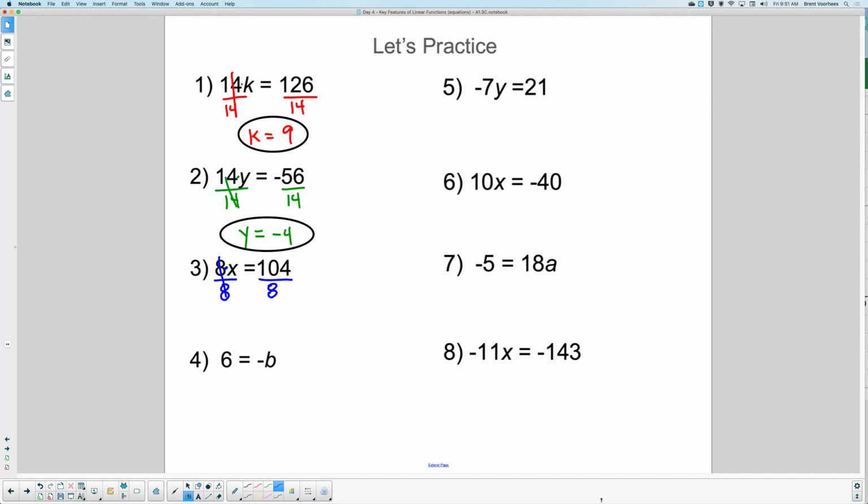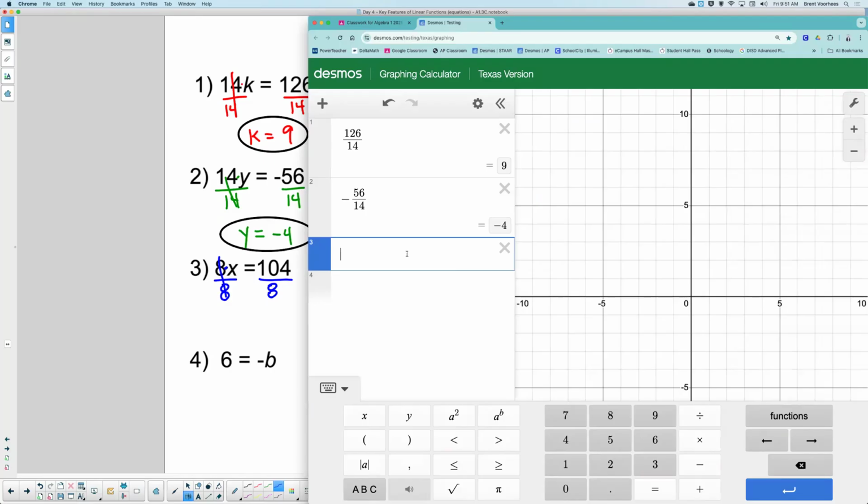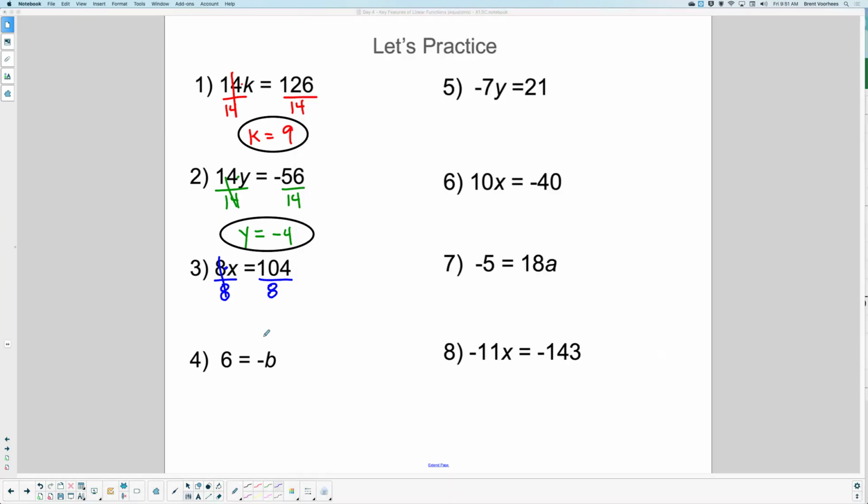Now you might be noticing we're doing a lot of dividing. That's because that's what we're going to do today. I want to make sure we know how to do it. So take 104 and divide that by 8. 13. Great. So x is equal to 13.